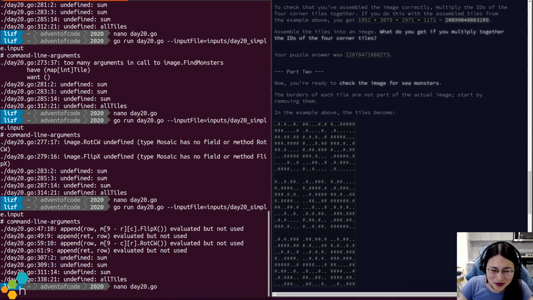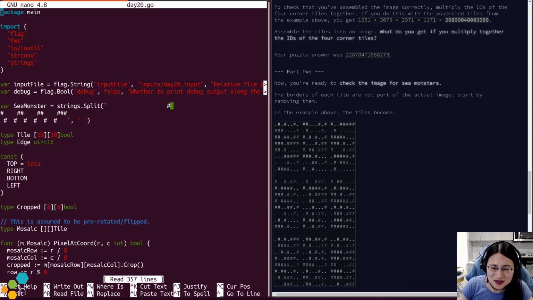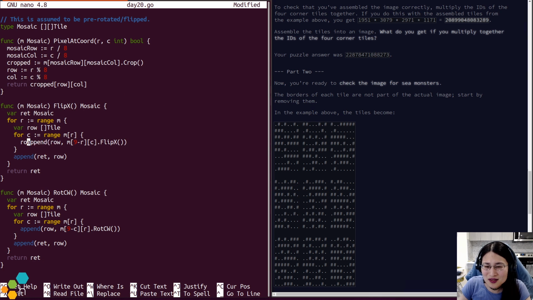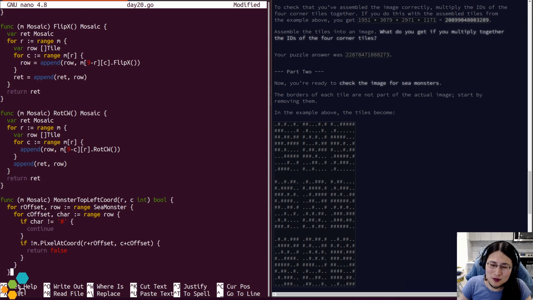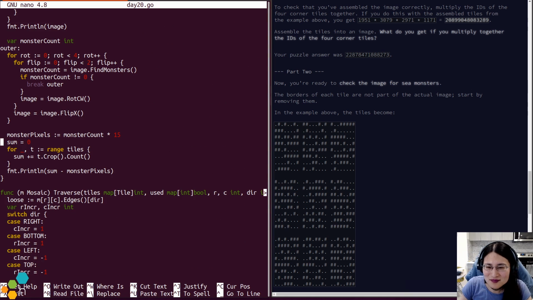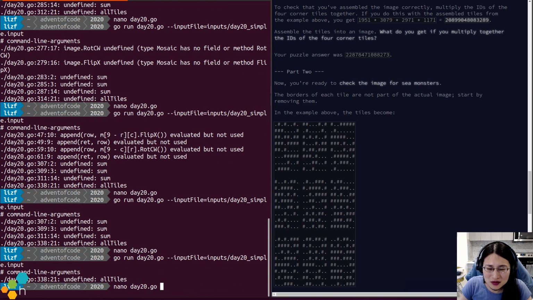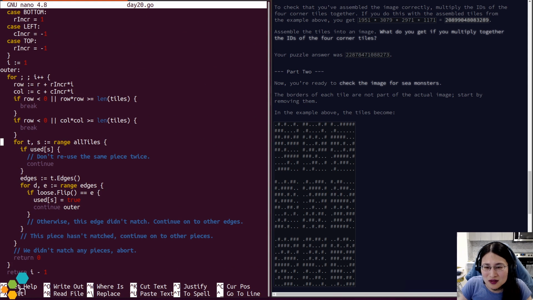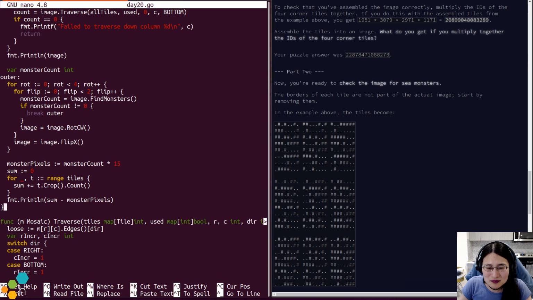All right. Oh, of course, Go requires you to store the result of append as well. Okay, getting there. 307. It's good. And 8 all tiles.